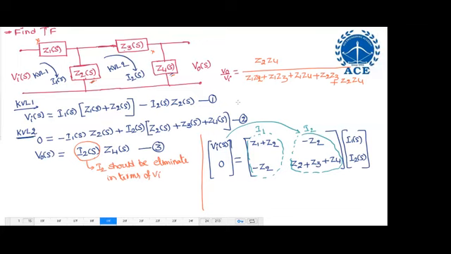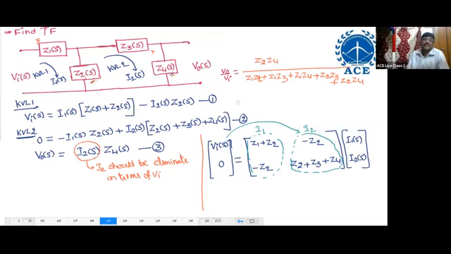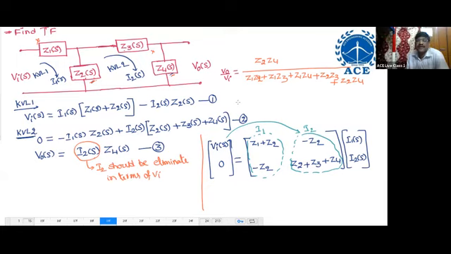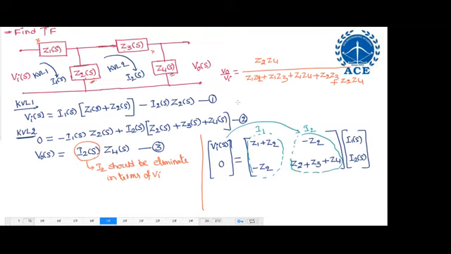Sir, why do we use the default signal as u of t? u of t represents the signal for the positive side, t greater than 0. That's all. In some cases we don't draw the response for negative values of t. Okay, sir.